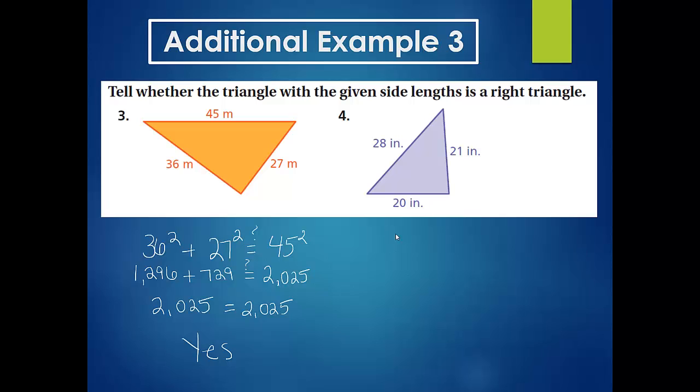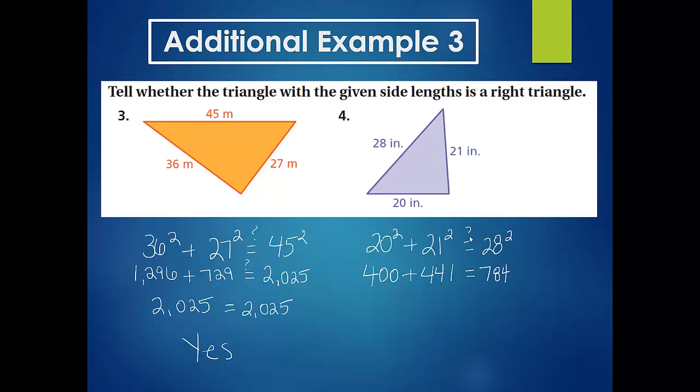For number 4, our side lengths are 28 inches, 21 inches, and 20 inches. Our longest side is 28 inches. So that is going to be c. So we're going to have 20 inches, and we'll square that, plus 21 inches squared, and that's equal to 28 squared. 20 squared is equal to 400. 21 squared is equal to 441. And 28 squared is equal to 784.